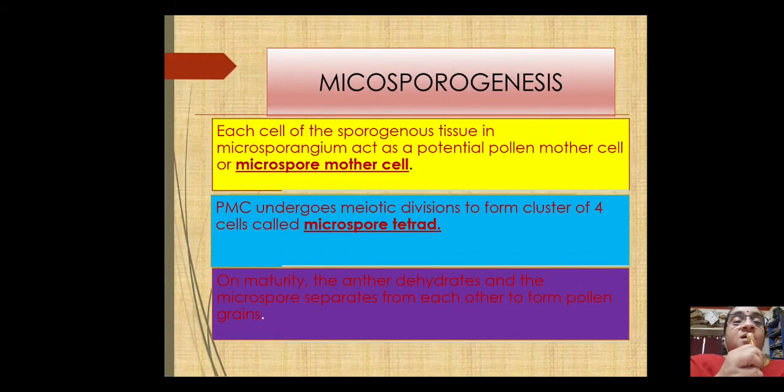Now coming back to microsporogenesis. Each cell of the sporogenous tissue is going to become what is called the pollen mother cell or the microspore mother cell, and as shown in the previous slide, it undergoes meiosis. Each mother cell, PMC, the pollen mother cell, undergoes meiosis to produce what are called microspore tetrads. On maturity the anthers dehydrate and the microspores separate from each other to form what are called pollen grains.